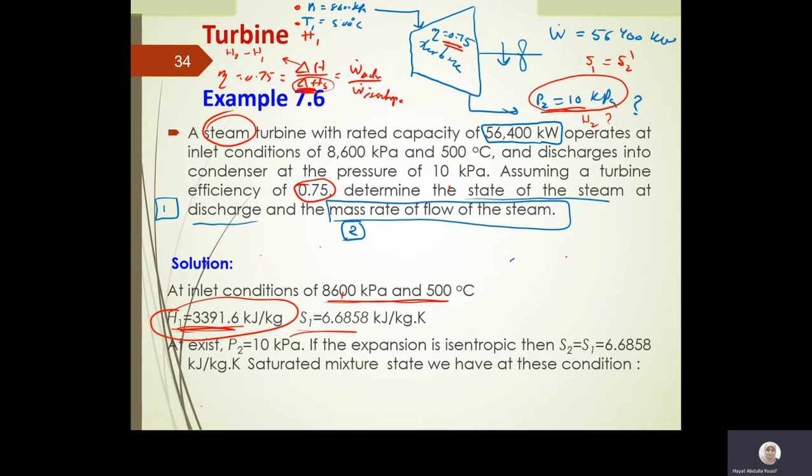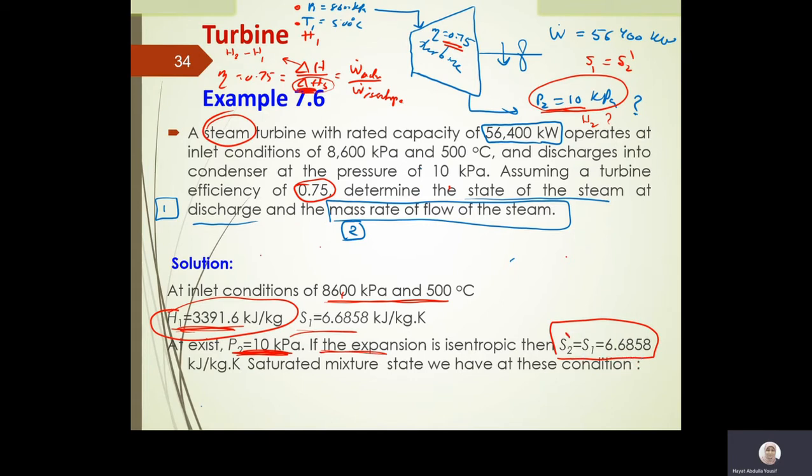What I did, I got H1 and S1, and then I said for isentropic condition at P2 equal to 10 kilopascal, and S1 is equal to S2 dash. This is not S2, this is supposed to be S2 dash, because in reality I don't have S2 that is equal to S1 here. It's not reversible adiabatic. So for isentropic process, if it is isentropic, then S2 dash is going to be equal to S1.